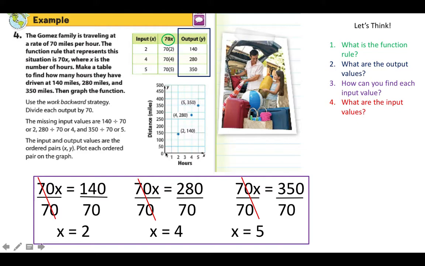So I'm going to go over 2 and up to 140, and that's going to be my first input-output relationship. Next, I'm going to go over to 4 and up to 280, and that's going to be my second input-output relationship. And last, I'm going to go over to 5 and up to 350, and that's going to be my third input-output relationship, where input is x and output is y.